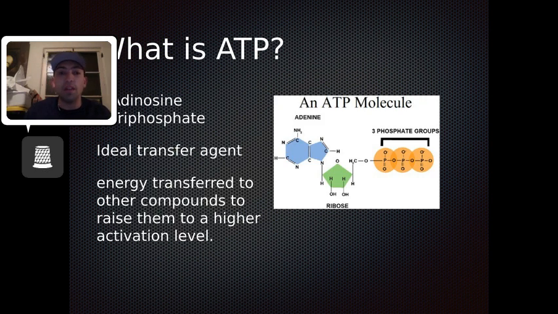We hear about ATP all the time. What is it? ATP stands for adenosine triphosphate. And what exactly is it? It's a really good transfer agent. Its chemical structure, which I've posted right here, is basically one molecule of adenosine, one ribose, and that group is linked to three phosphate groups. And the three phosphate groups basically consist of phosphorus and oxygen atoms. And what ATP does is it transfers energy and raises them to a higher level, basically a higher activation level.